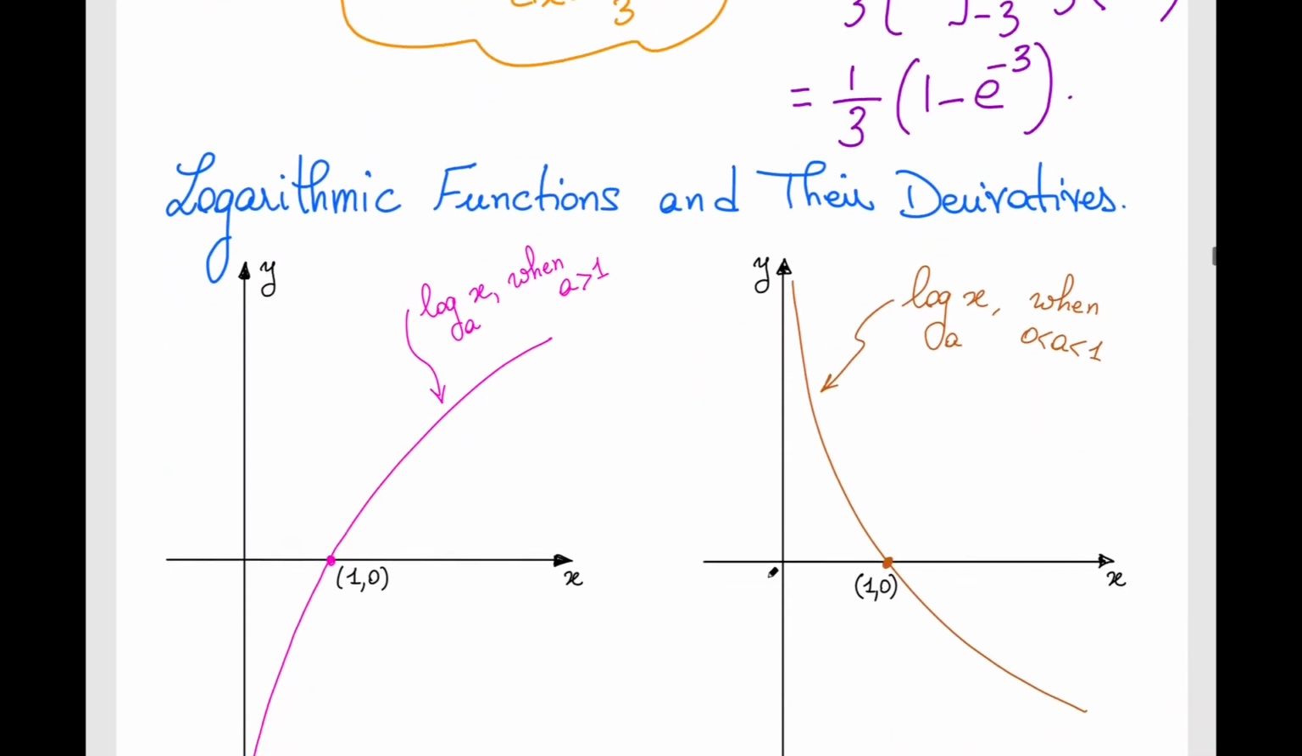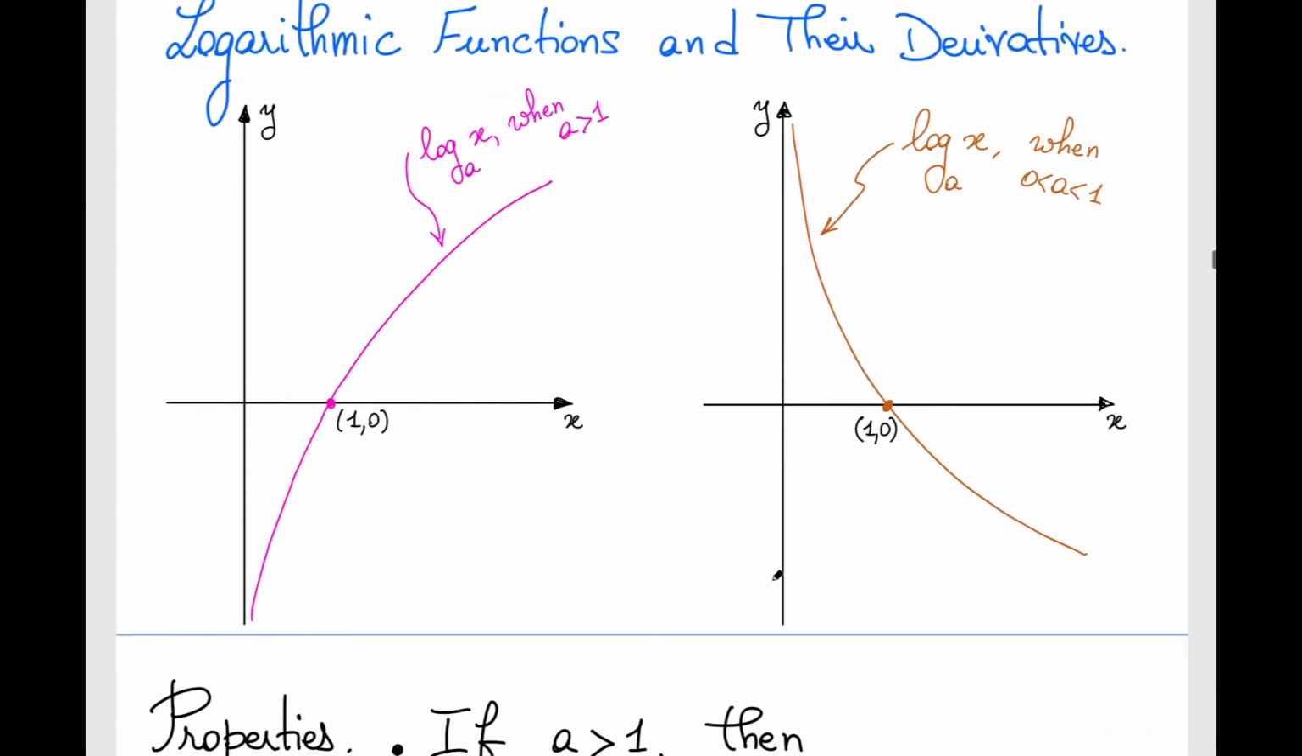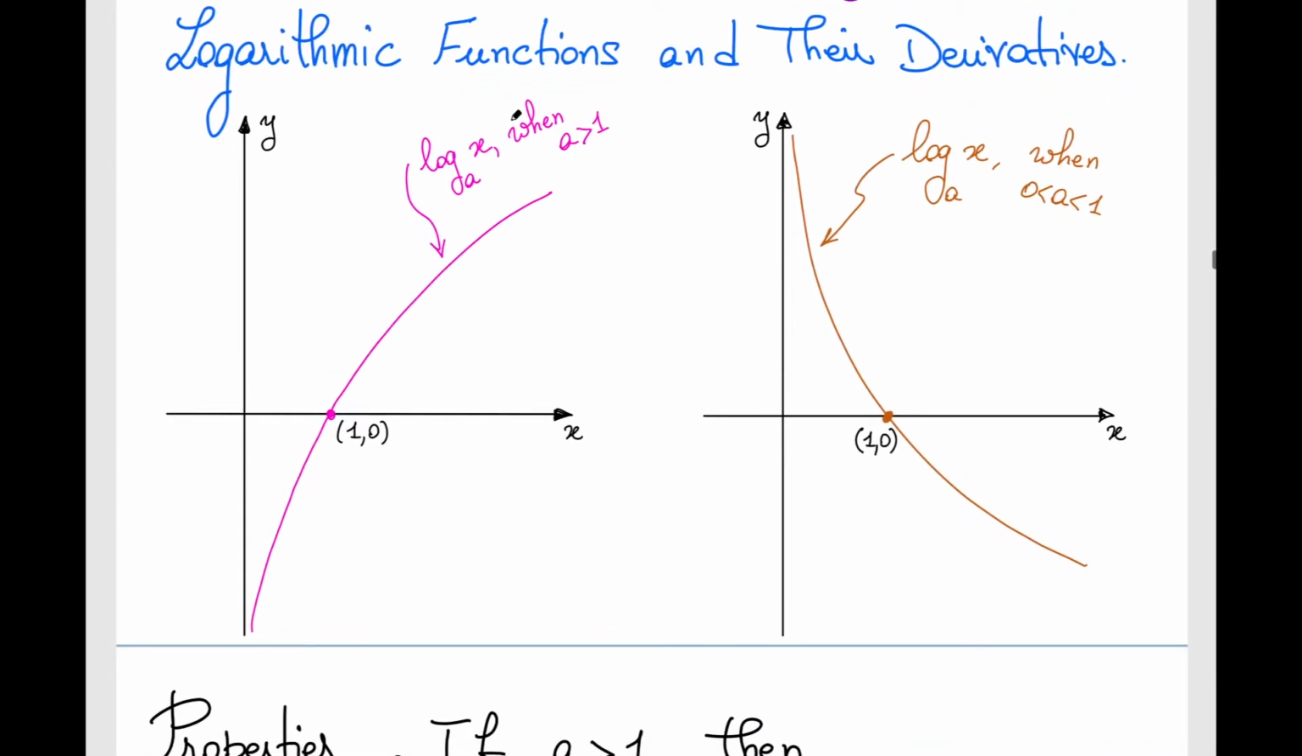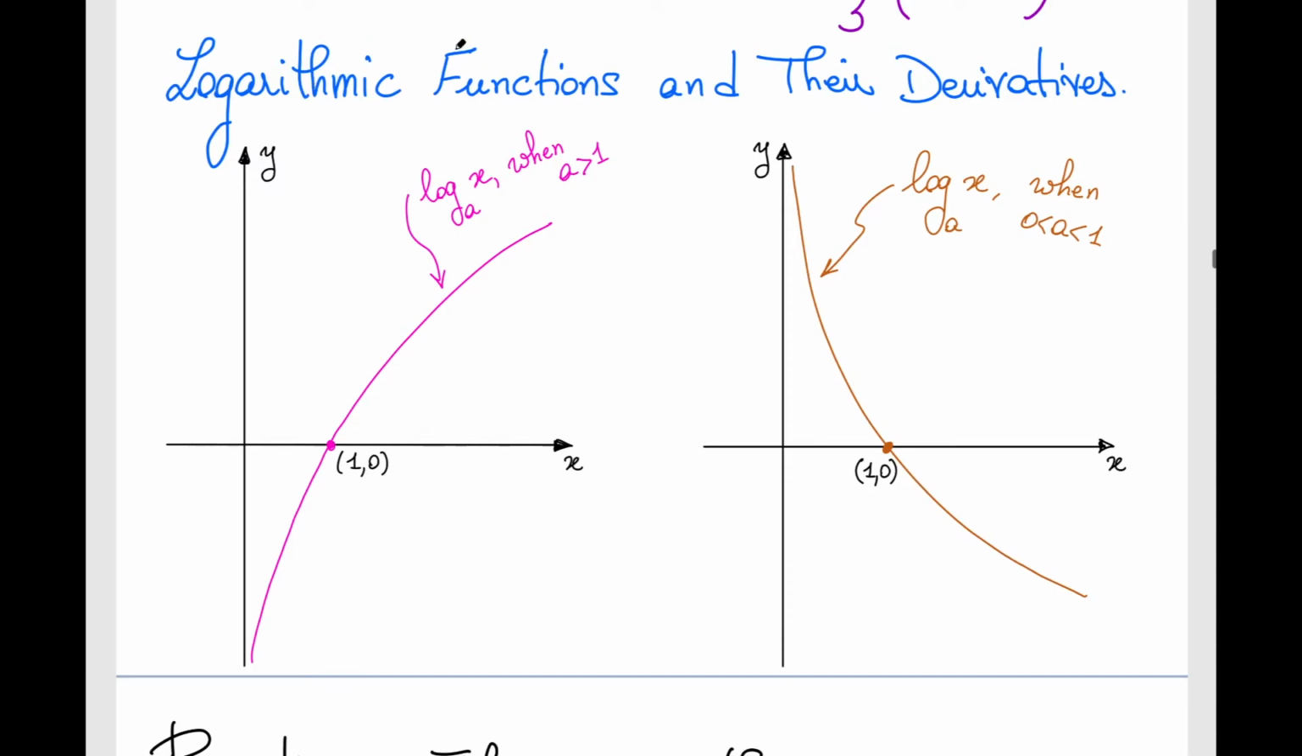All right, moving on to the next concept, logarithmic functions and their derivatives. If you need a refresher on log functions, I have a couple of videos on logarithmic functions and their properties. So please visit that just in case you want to refresh on it. Otherwise, recall that the logarithmic functions are the inverse functions of the exponential functions with the same base, right? So log base a of x is the inverse of the exponential function with the same base.